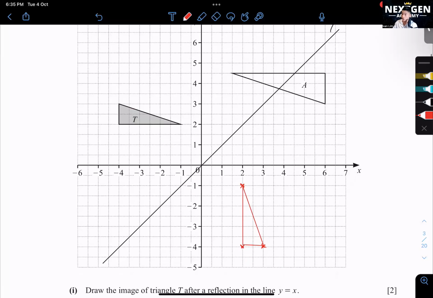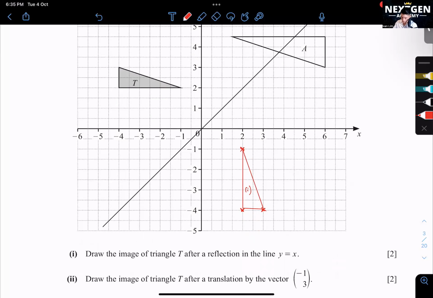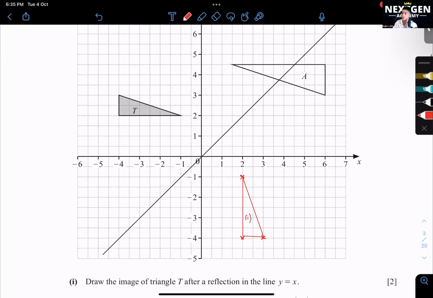So this is your question 1. Question 2, draw the image of triangle T after a translation by the vector -1, 3. So this one is just translation, the easiest one. You just need to move left, right, up, down. So -1, 3. You should get.